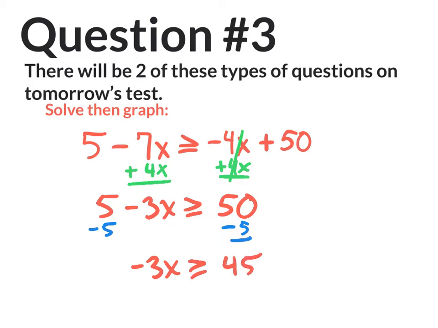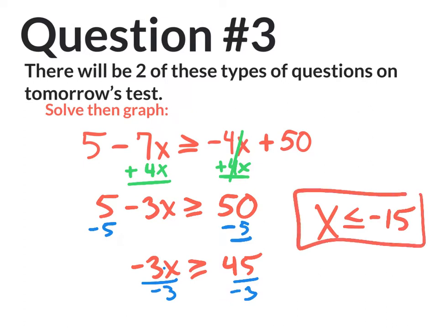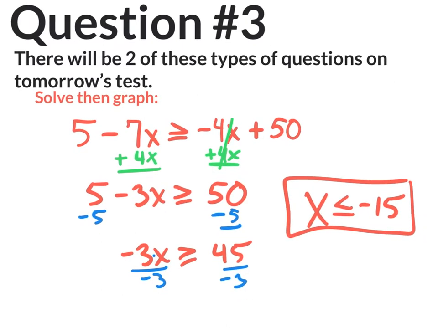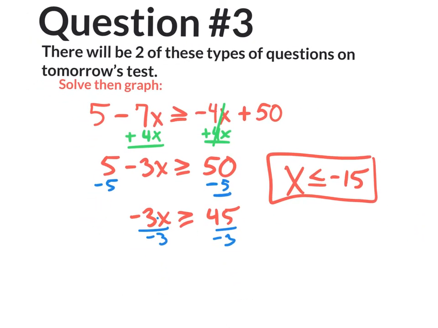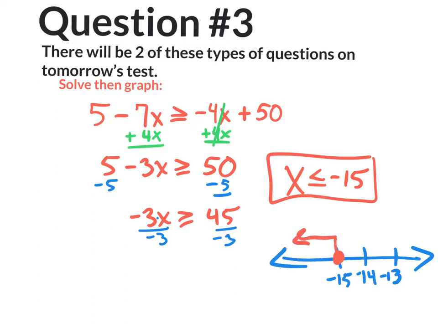So my final step would be to divide by -3, which means my final answer is going to be x. I must flip the inequality symbol, and we get -15 as the final answer. So it says solve, then graph. On the test, I will provide you number lines when I want you to graph. Right here, we could just do a quick sketch. Let's say -15's here, -14's there, -13, and so on. This is going to be a solid dot at -15 going to the left because it says less than.